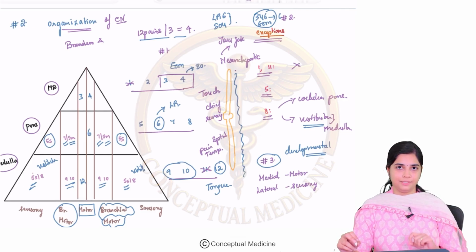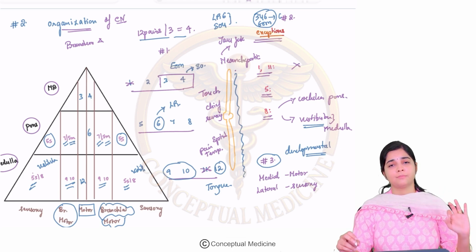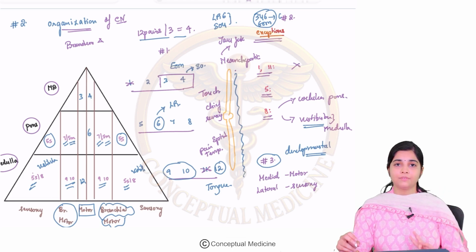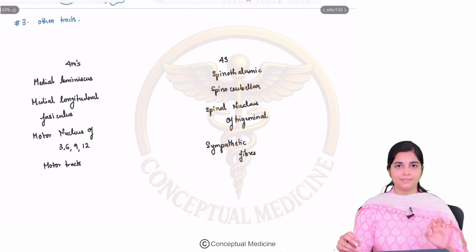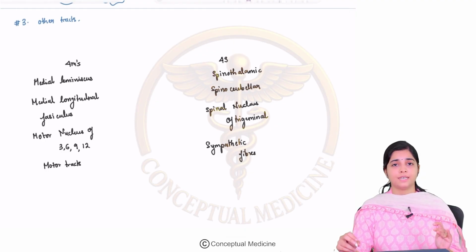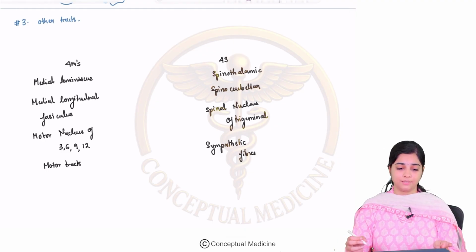Okay, so this is very clear. The first rule we have understood about crossed hemiplegia. Secondly, we have learnt about the organization of the cranial nerves. Now let us understand the organization of the tracts in the brainstem.